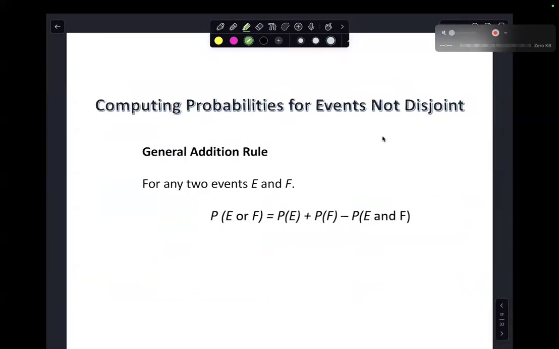So when things are not disjoint, you still add the probabilities, but you need, whoa, that's not a pen, that's a highlighter. You need to subtract the overlap. You need to subtract it off, and I will show you why in a minute. So you're going to take the probability of E plus the probability of F, and you will subtract the probability of E and F, of both things happening. I will show you why once we do an example. But at least write the rule down for now.